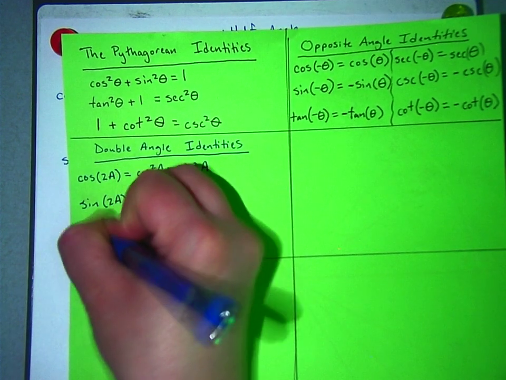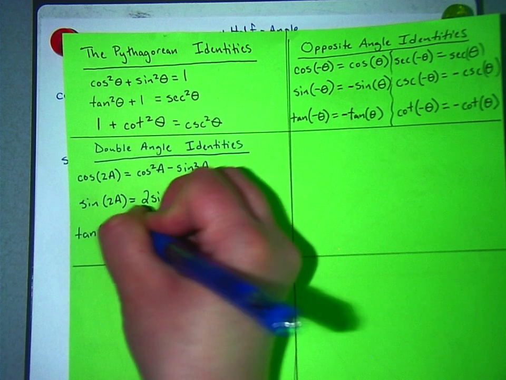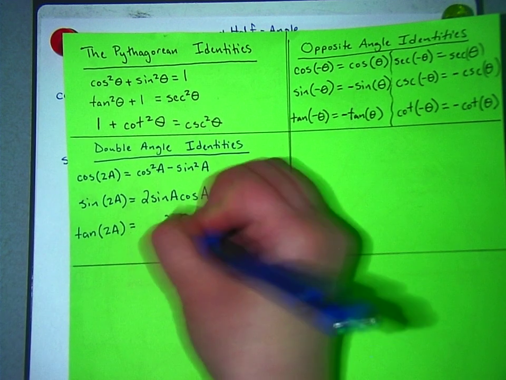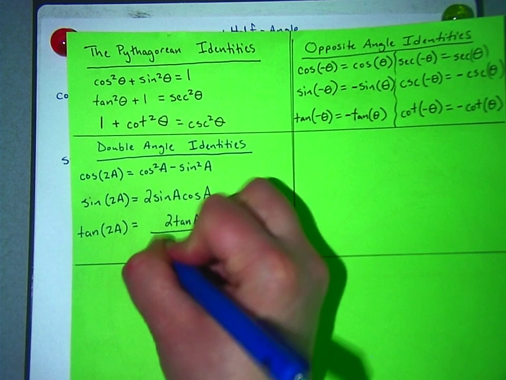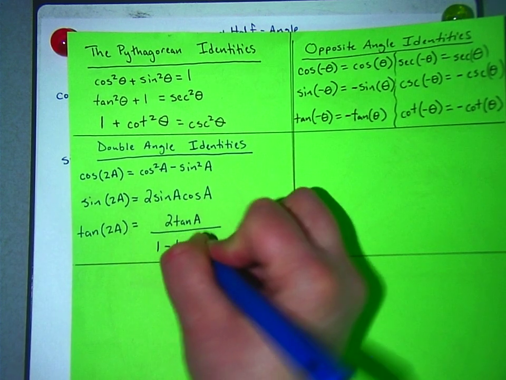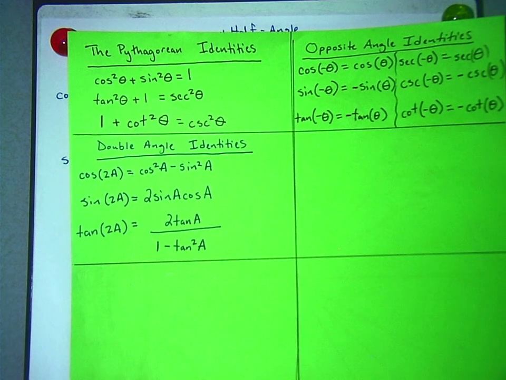And the double angle formula for tangent is 2 tangent a divided by 1 minus tangent squared a. Isn't it weird that half the time I write my 2's one way and half the time I write my 2's a different way?